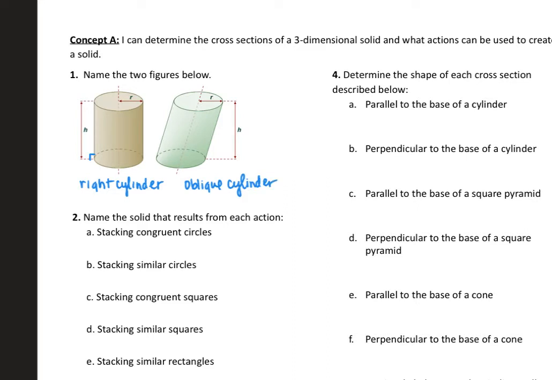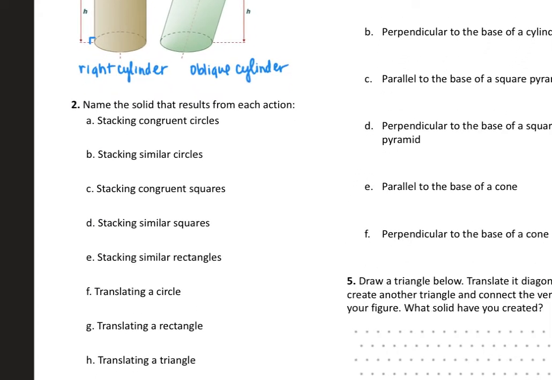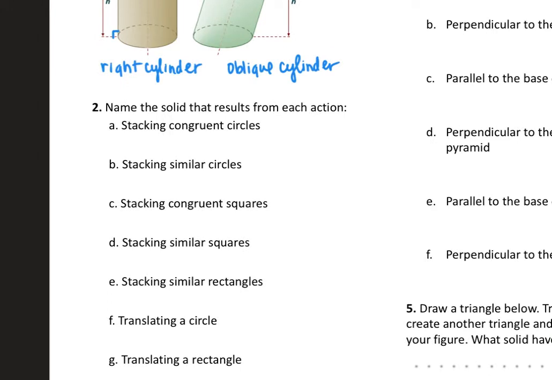All right, number two, this is talking about different actions and what figures they can create. So it is helpful to maybe draw a picture. So for A, we're stacking congruent circles. So if we stack congruent circles, that forms a cylinder. Similar circles means the figures get smaller and smaller and smaller, which results in a cone.